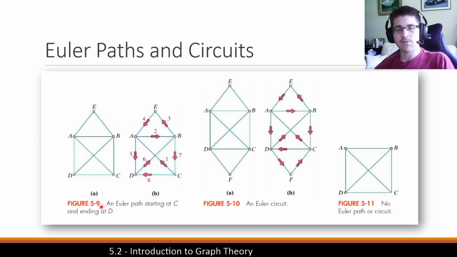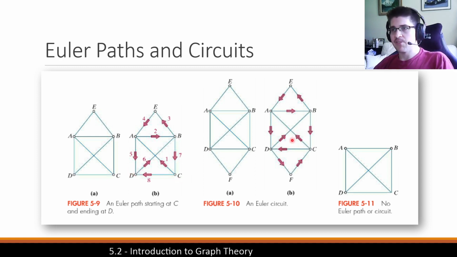So in figure 5.9, it says an Euler path starts at C and ends at D. If we start at C and follow along, notice it says 1, 2, 3, 4, 5, 6, 7, 8. In doing that path, we hit every edge of the graph as we're traveling, and we did not deadhead at all. Sometimes it's possible for a graph to have an Euler path, and that one would be a path because it started at C and ended at D.